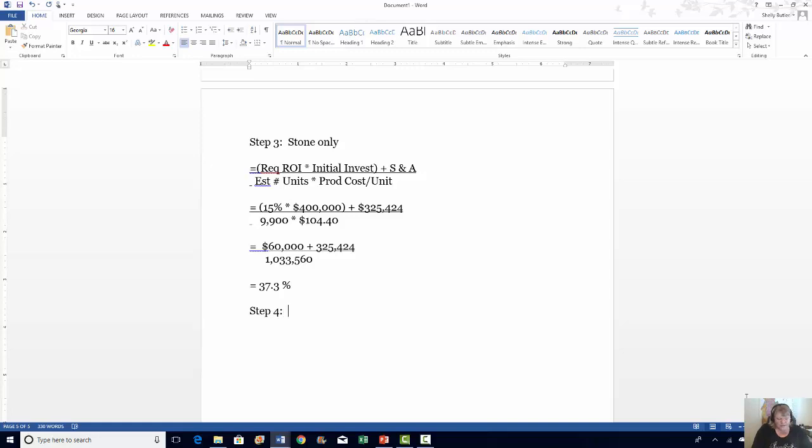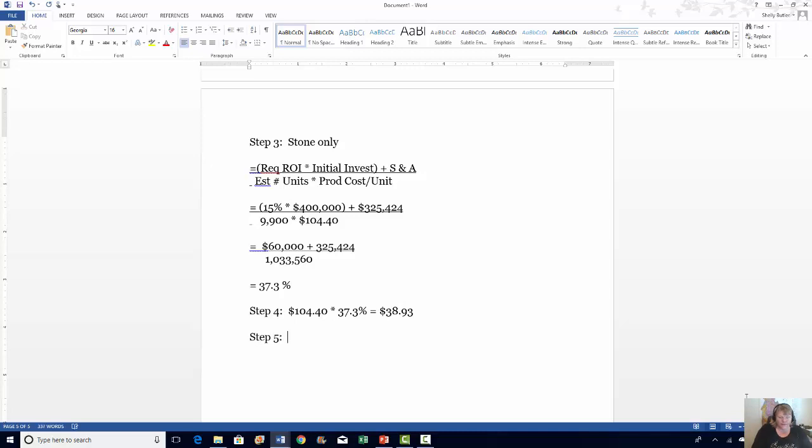Okay, so step 4, we want to take the price of $104.40 and we want to multiply it by the 37.3% to get your markup dollars, your markup amount. And we get $38.93.